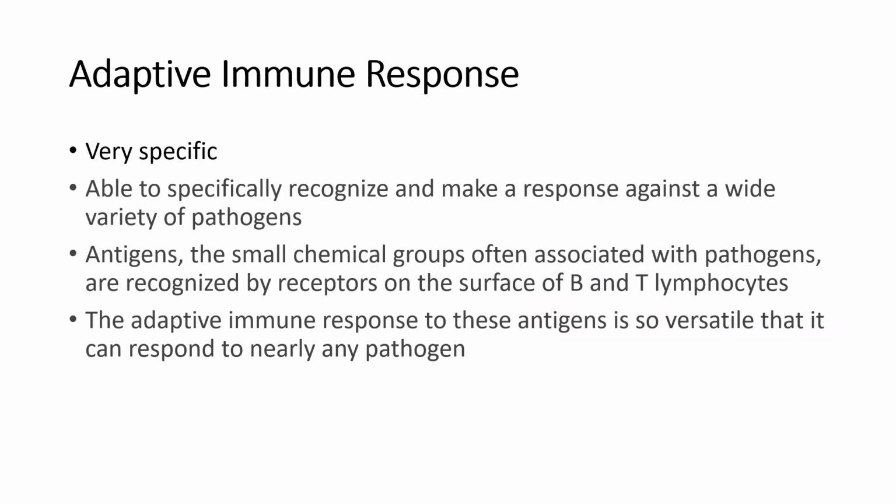Now, the adaptive immune response, in contrast to the innate, is very, very specific. It's able to specifically recognize and make a response against a wide variety of pathogens. Antigens, which are the small chemical groups associated with particular pathogens, are recognized by specific receptors on the surface of B and T lymphocytes. The adaptive immune response to these antigens is in fact so versatile that it can respond to nearly any pathogen. Knock on wood, right?